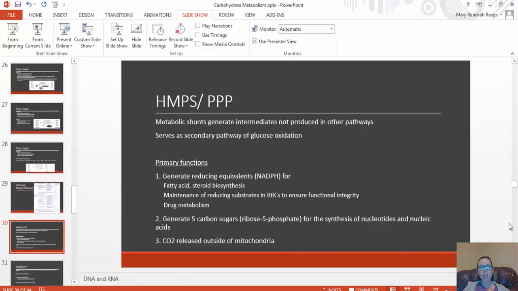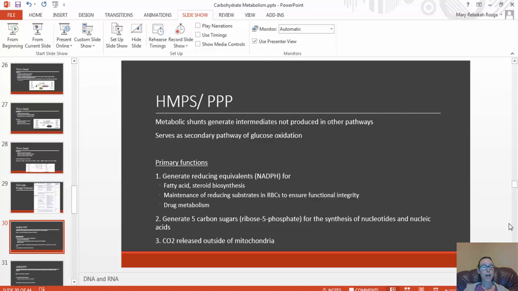Okay, so next we're going to talk about the hexose monophosphate shunt and pentose phosphate pathway. And these are a secondary pathway of glucose oxidation. Now, generally speaking, we have different types of shunts in our bodies, and the purpose of these shunts is to generate intermediates that we need for production of certain important molecules that are not produced in other pathways. So our body has utilized the hexose monophosphate shunt and pentose phosphate pathway to produce intermediates that we need for synthesis of certain molecules that are not produced in other pathways.